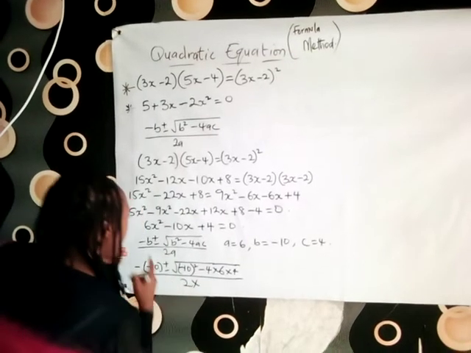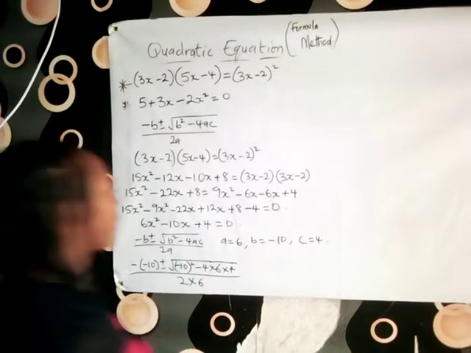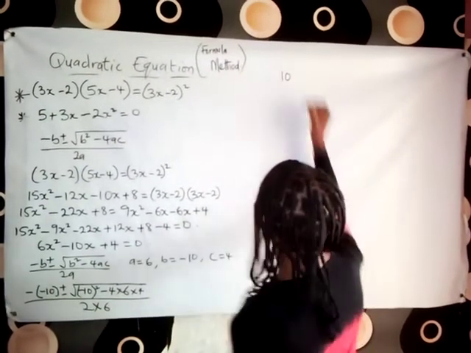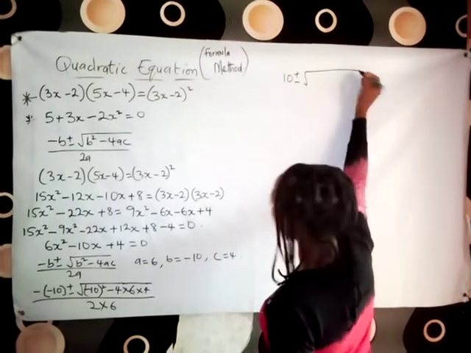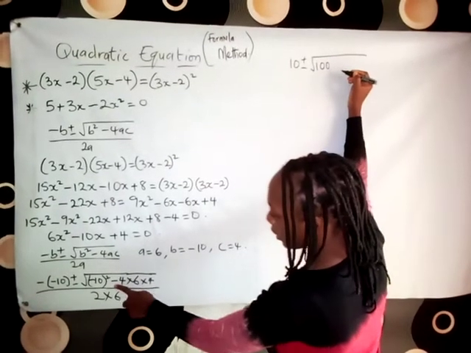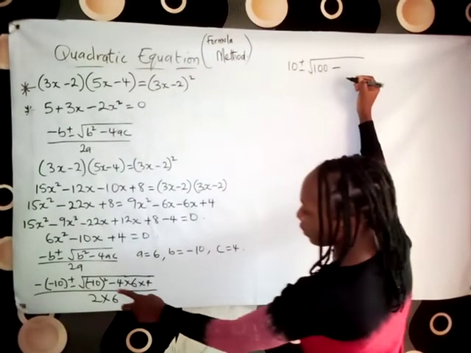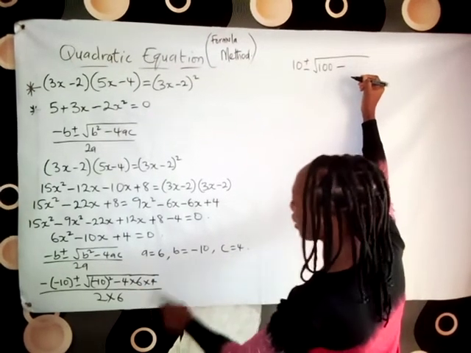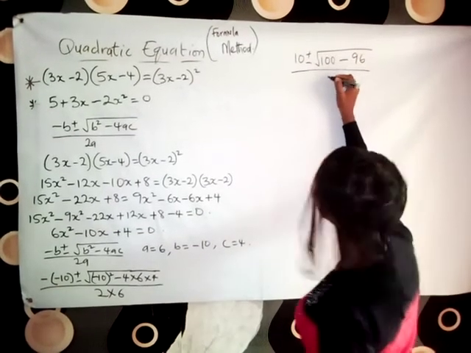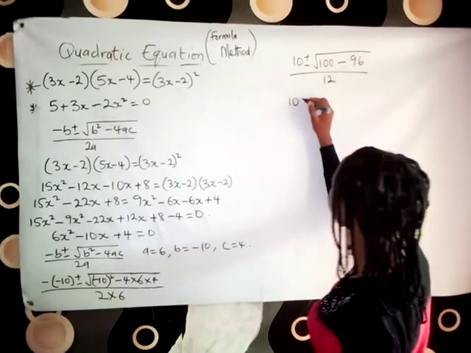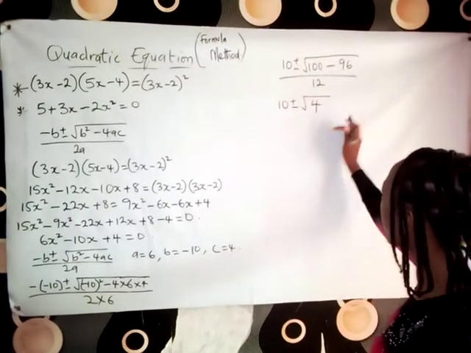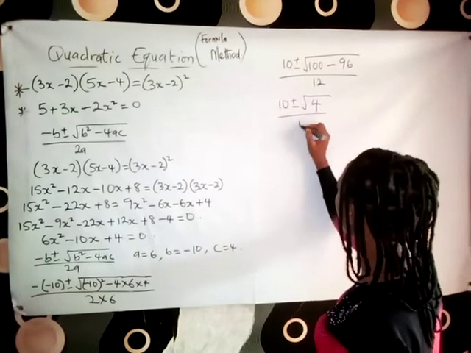all over 2 times our a, which is 6. Alright, so minus times minus will give us 10, plus or minus the square root. Minus 10 times minus 10 is 100. Minus times plus will give us minus. 4 times 6 is 24, and 24 times 4 will give us 96, all over 12. So we have 10 plus or minus the square root of 100 minus 96, which will give us 4, all over 12.